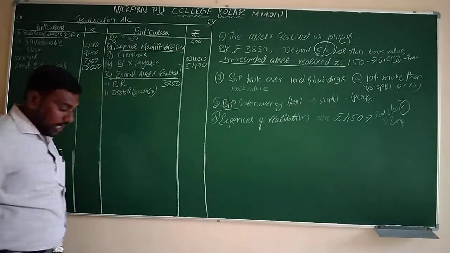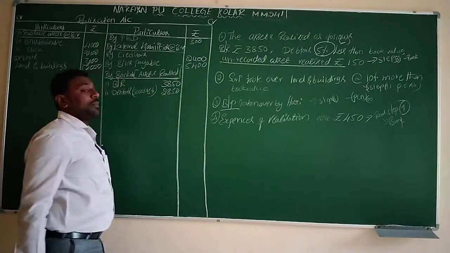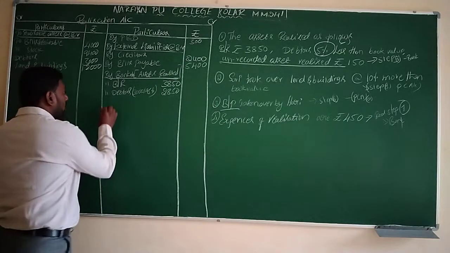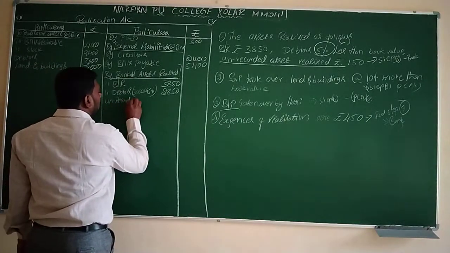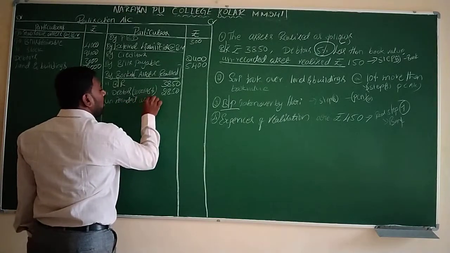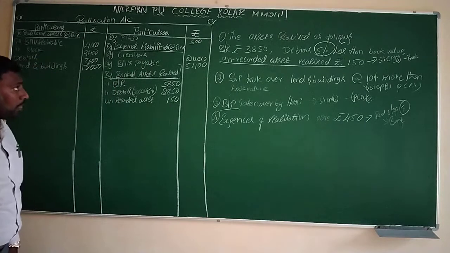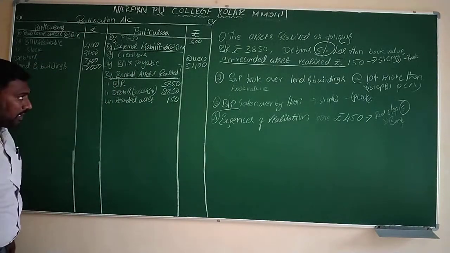Therefore, we have to get 2850 rupees as the present value of debtors. Apart from that, they are given one more thing, an unrecorded asset, and the value is 150 rupees. Any other asset given in adjustment number 1? No, they are not given.